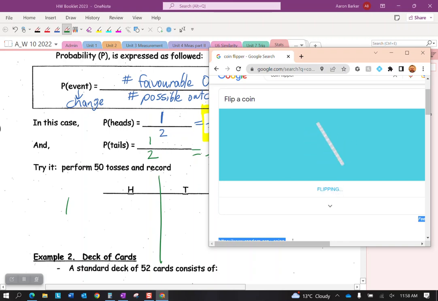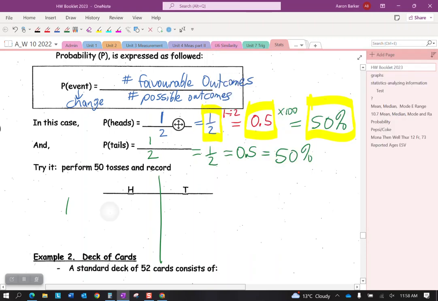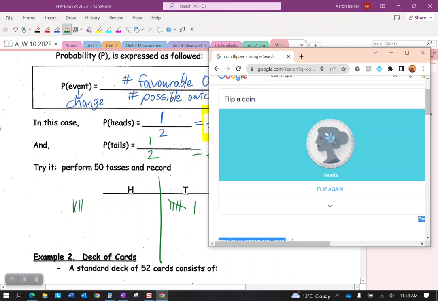Heads. Heads. Heads. Tails. Heads. Is that 10? I think that's 10 now, isn't it? Okay, so how many heads do we have now? 4? Okay, 1, 2, 3, 4. And 6 tails. Right. So not 50-50, but the more we do it, the more chance we have of getting 50-50. So let's do 10 more.